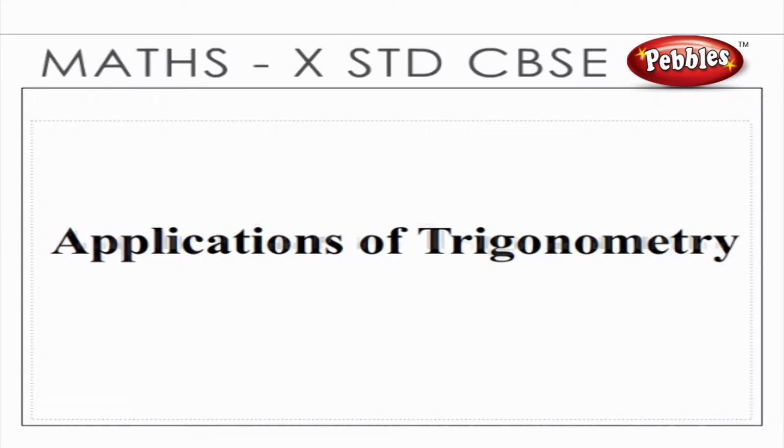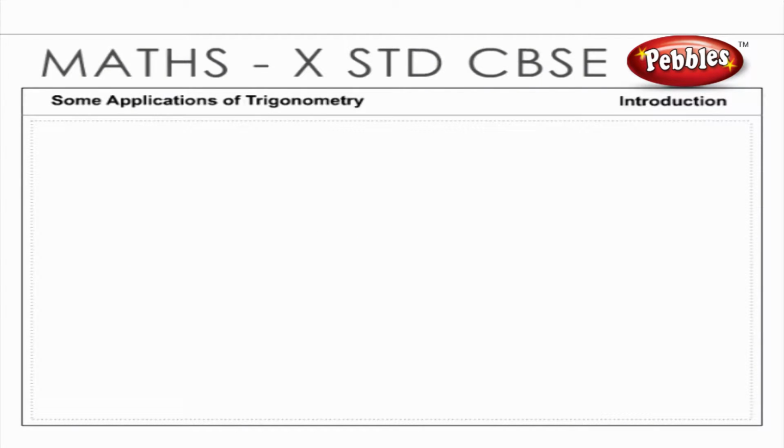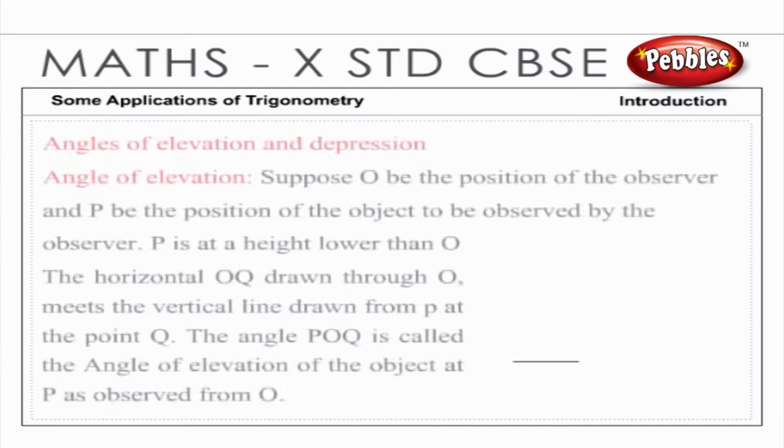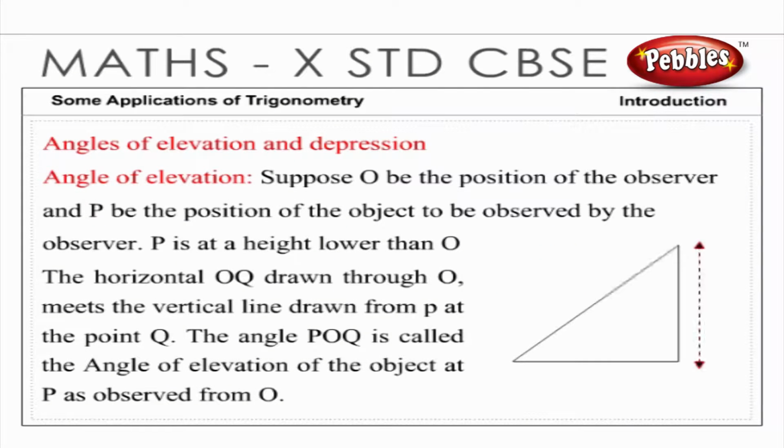Applications of trigonometry. Introduction. In this chapter, we shall make use of trigonometric ratios to find the height of a tree or a tower, width of a river, distance of a ship in sea from a lighthouse, angles of elevation and depression.